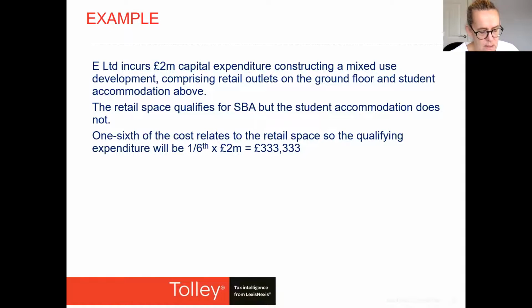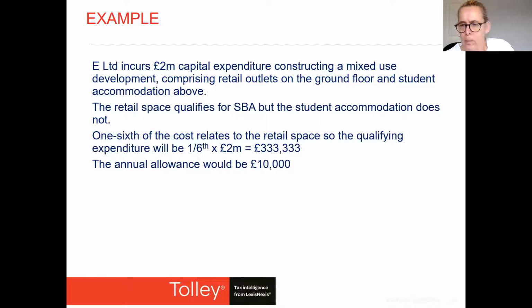So the cost of that is going to be £333,333, and at 3% a year, you would get £10,000. Now that is a situation where that £2 million definitely does not include the land, because this is someone who is constructing this asset. Obviously, if you were buying a property for £2 million, you would also have to exclude the value of the land.